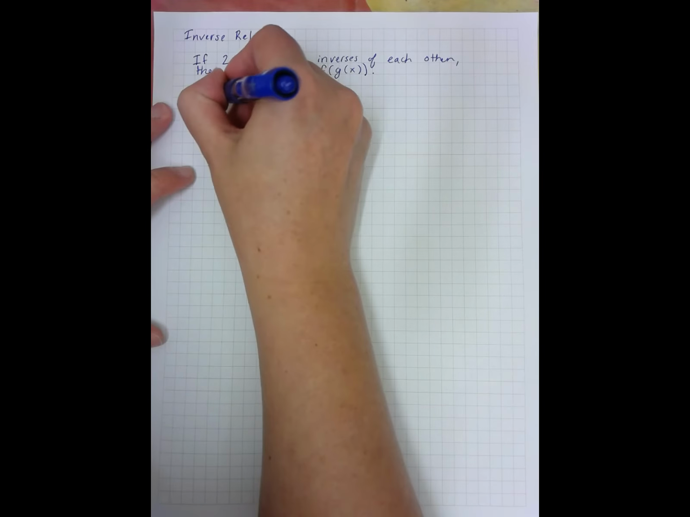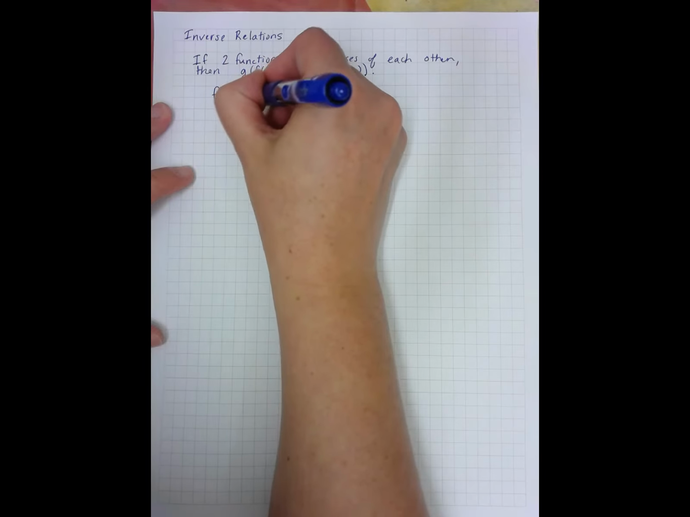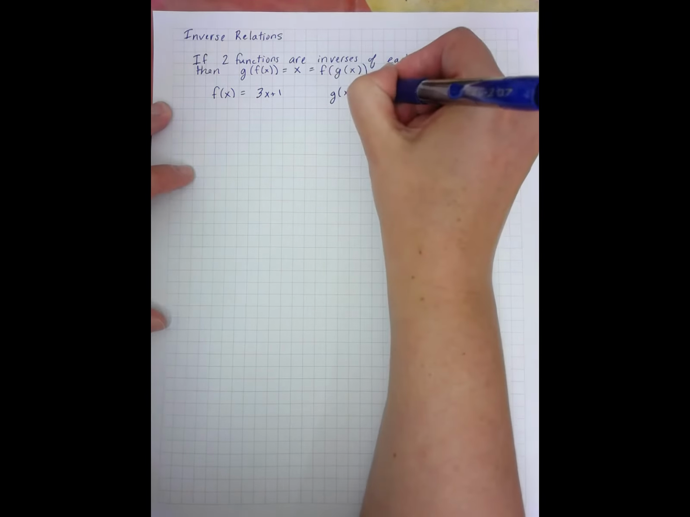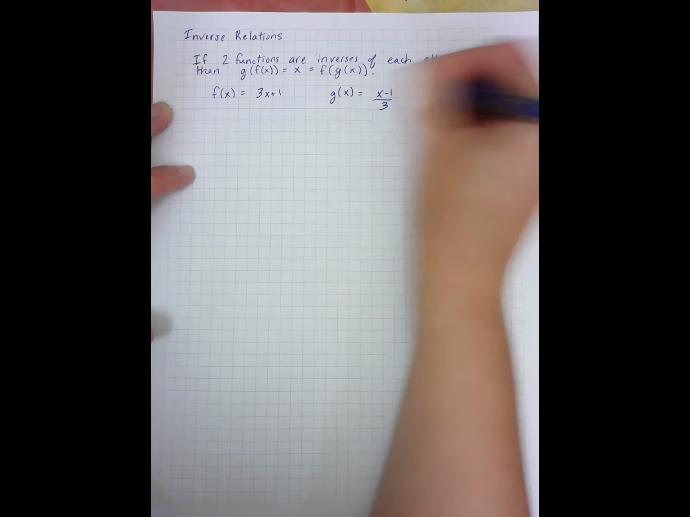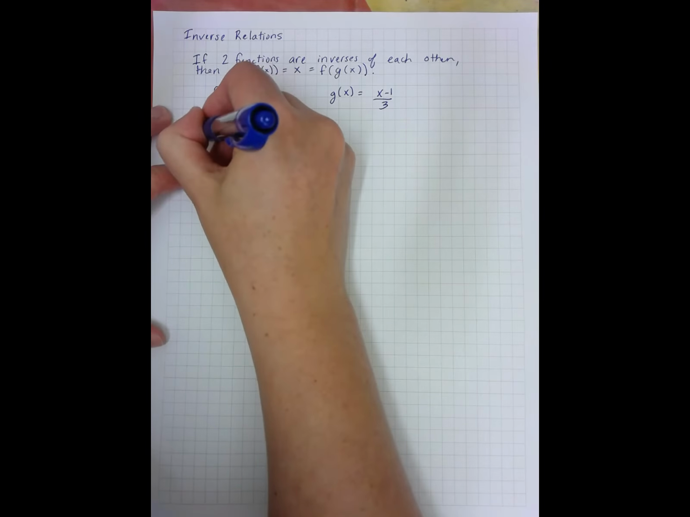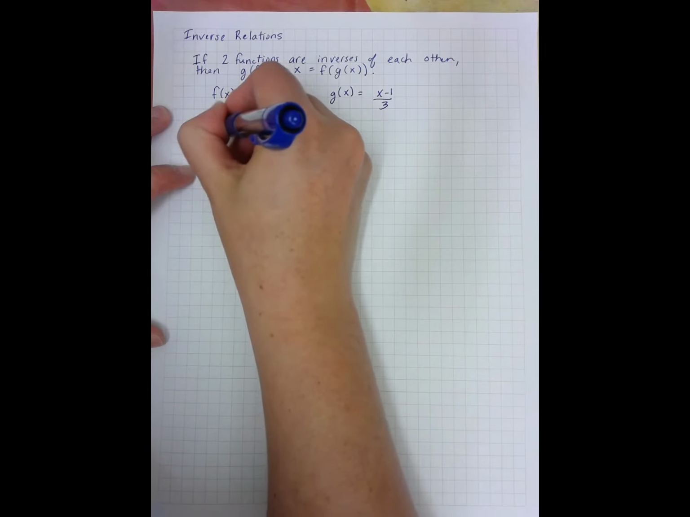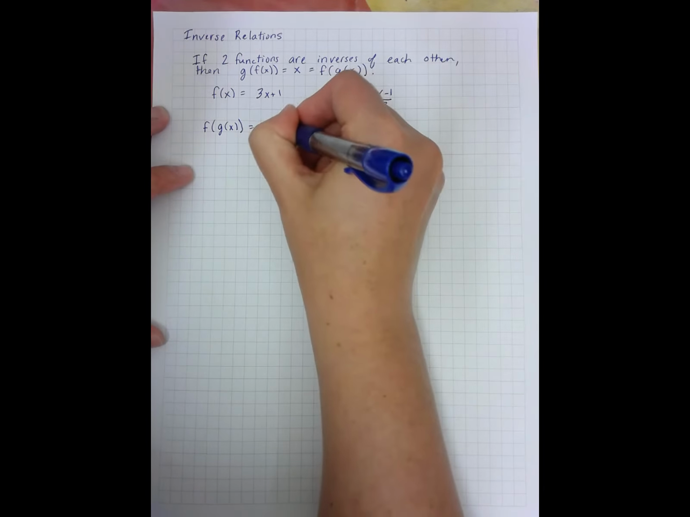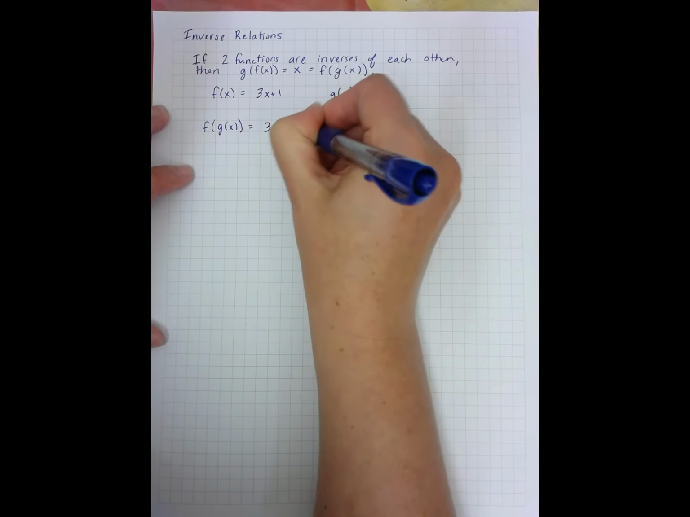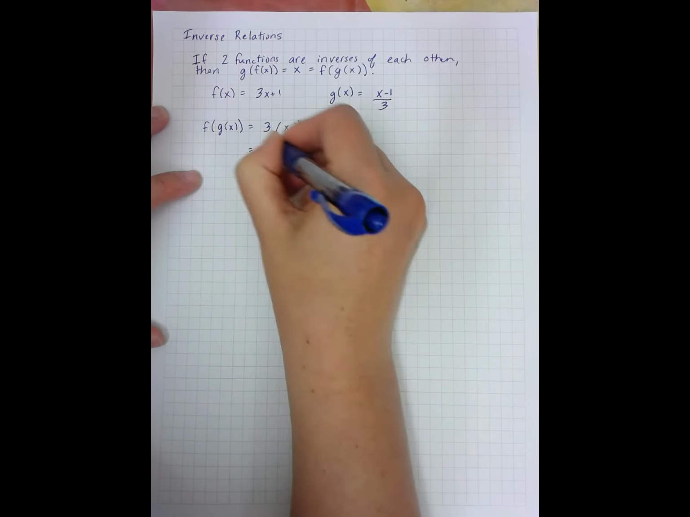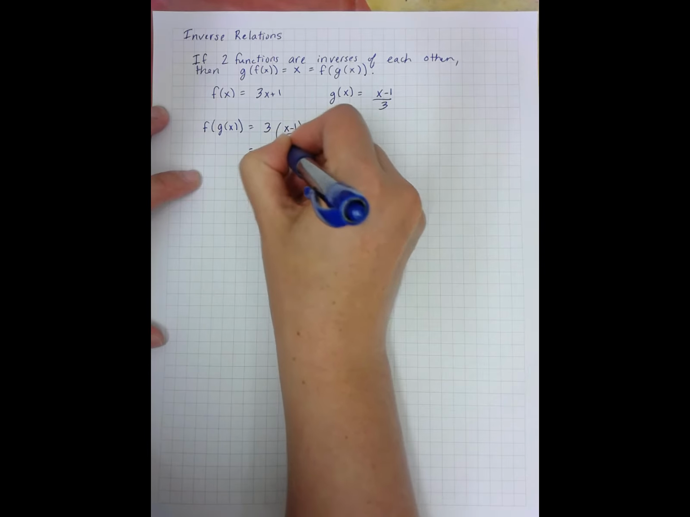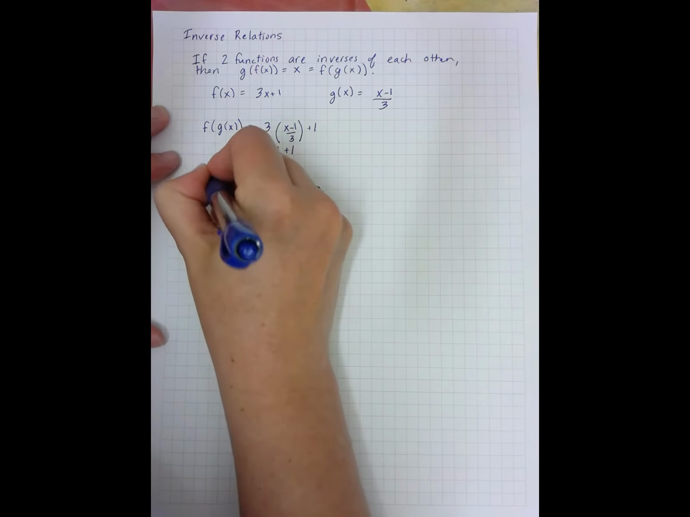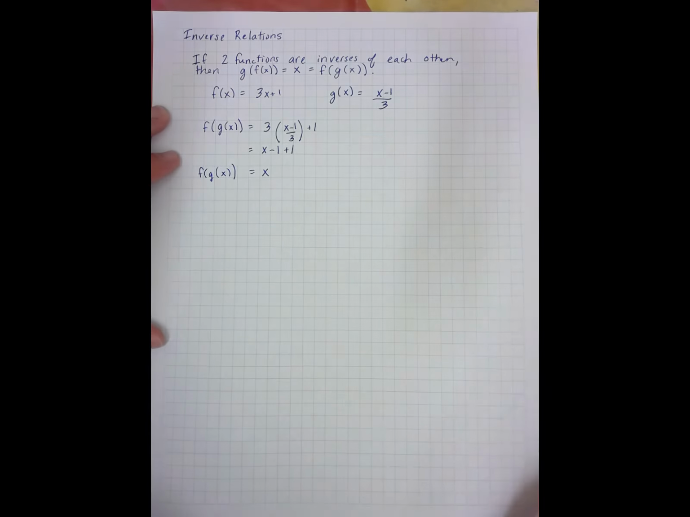Say I have f of x equals 3x plus 1, and g of x equals x minus 1 over 3. I'm going to do both tests. F of g of x. So f function, plugging in the g function. I simplify, and so I have f of g of x equals x.